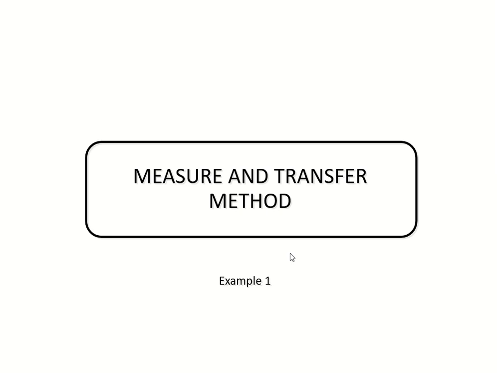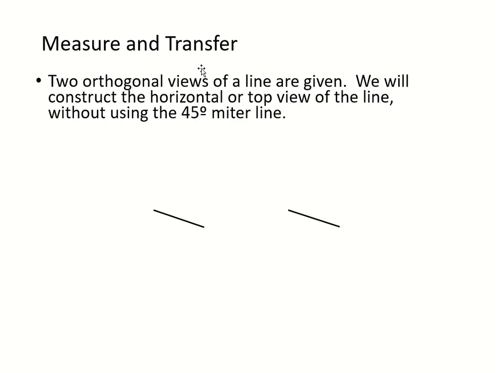Okay, another method is called the measure and transfer method in orthographic projection. So let's see example 1. We got the same thing: two views are given to you, and we are going to construct our top view.